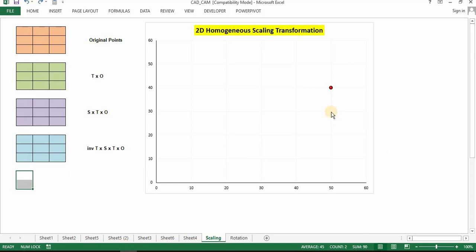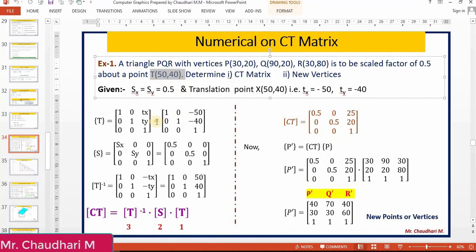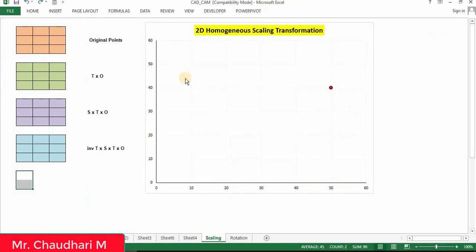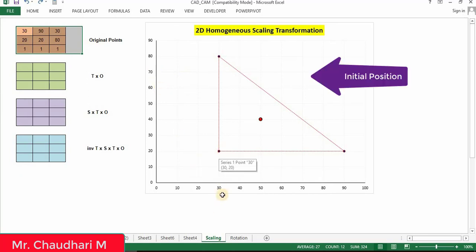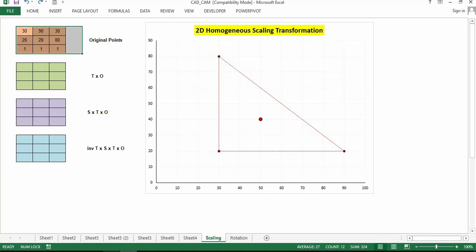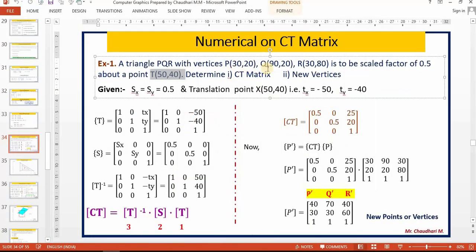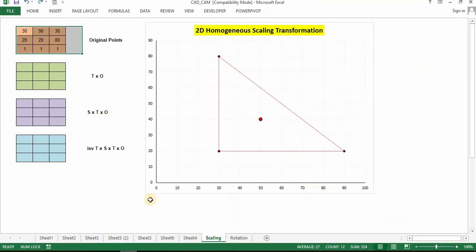So this is the first point, 50 in the x direction, 40 in the y direction. After that I have to mark all of P, Q, R on this graph. This is a triangle. The first point is 30, 20, then 90, 20, and the last one is 30, 80. So the PQR triangle is finished.